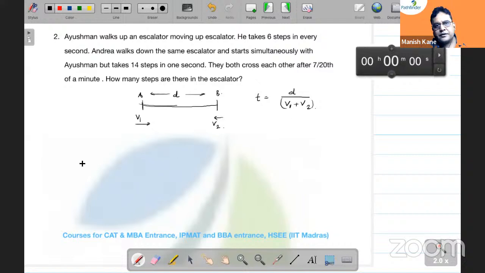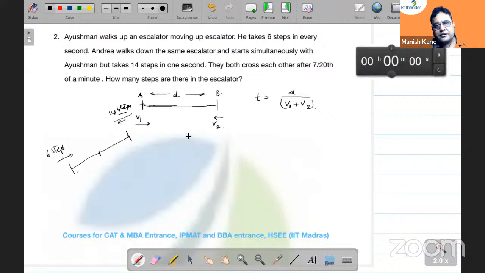This is a similar question, except that here we have an escalator. Correct? Ayushman is walking up at 6 steps per second, and Andrea is walking down at 14 steps per second on the same escalator. Right? So not 84, Anushka. The speed of Ayushman is 6 steps per second. The speed of Andrea is 14 steps per second.